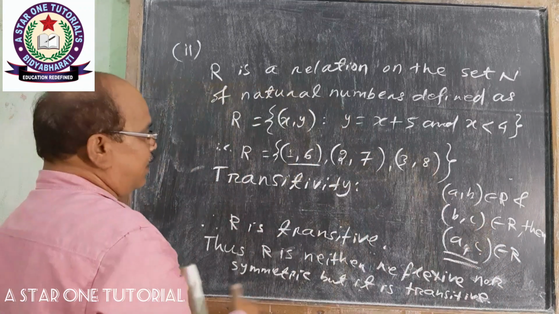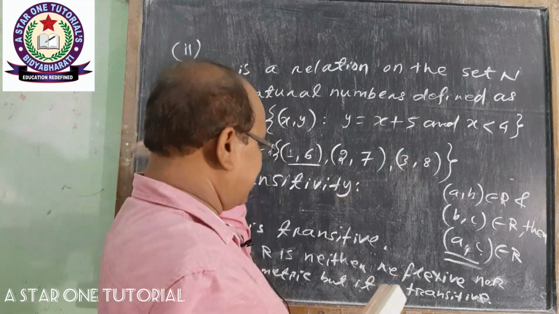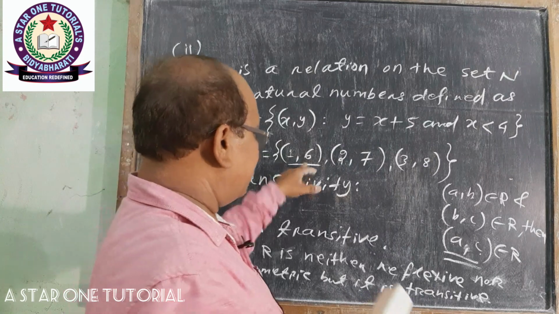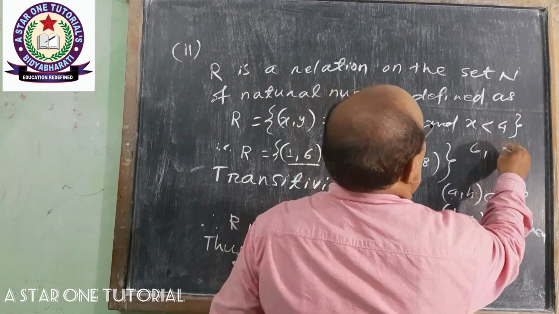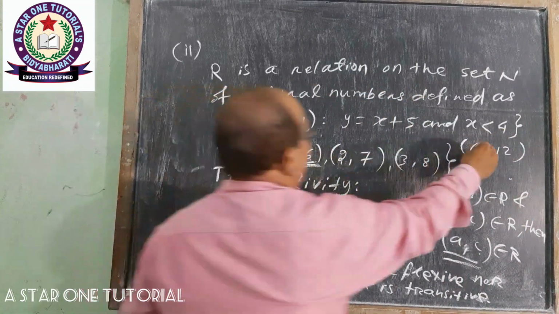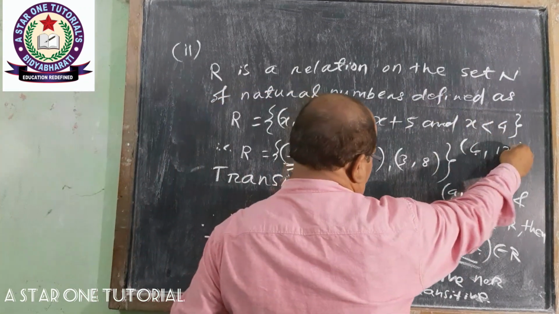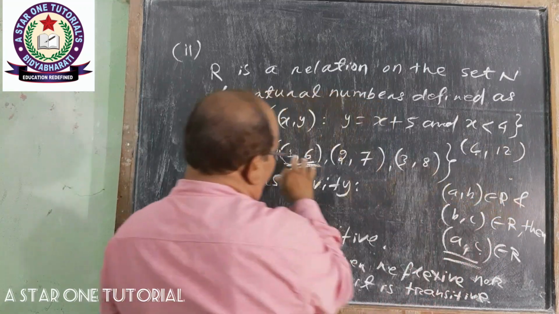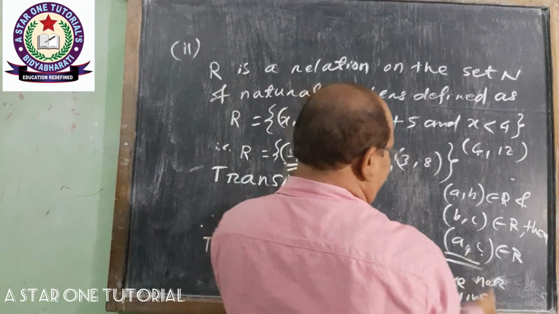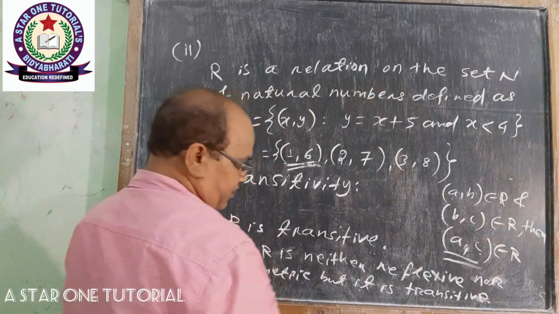Because you see here that this rule is not violated. (1, 6) is there. There is no second pair whose first component is 6. Suppose the pair (6, 12) is there. For example, if 1 is related to 6 and 6 is related to 12, then we should find 1 is related to 12. But this pair is not there. Only (1, 6) is there. There is no other pair which starts from 6. So this rule is not violated. That's why we can say that this is transitive.